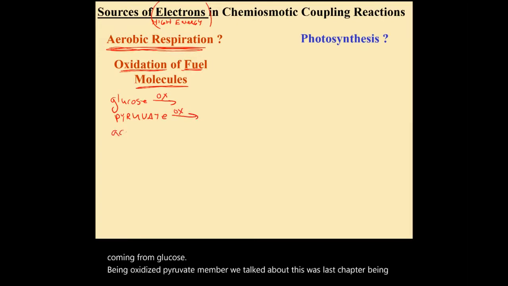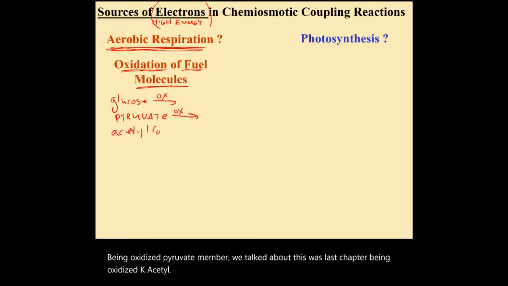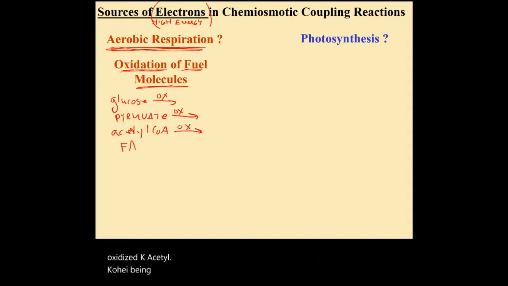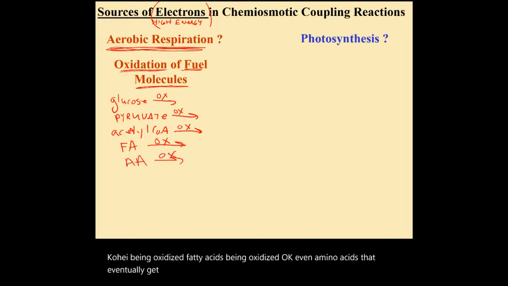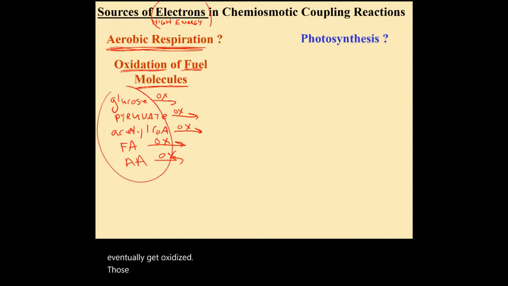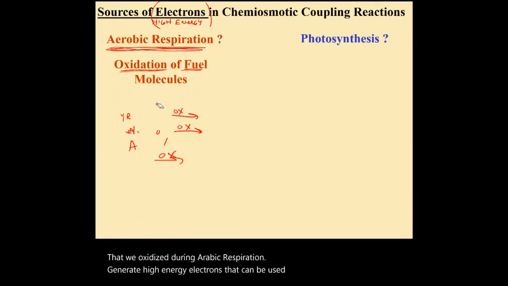Acetyl-CoA being oxidized. Fatty acids being oxidized. Even amino acids that eventually get oxidized. Those are all the fuel molecules that we oxidize during aerobic respiration to generate high energy electrons that can be used for chemiosmotic coupling. So you got that?